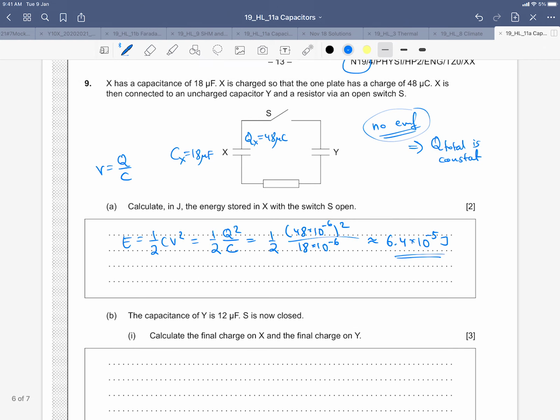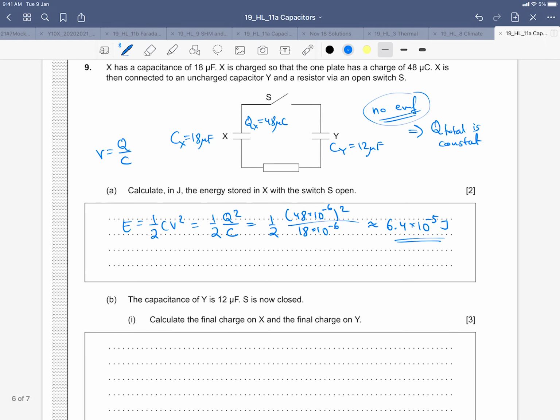Capacitance of Y is 12 microfarads. Okay, S is now closed. Okay, so a current can flow. Now Y is uncharged, X is charged. So X kind of acts like an EMF. It can pump charge around, but we can't gain or lose charge. It's just the charge will run onto Y. And of course, as the current flows, some energy is going to be dissipated in the resistor R. But calculate the final charge on X and the final charge on Y.